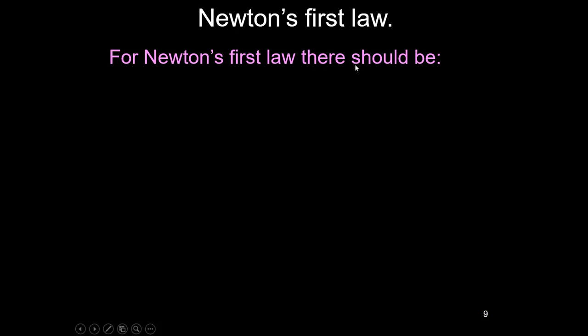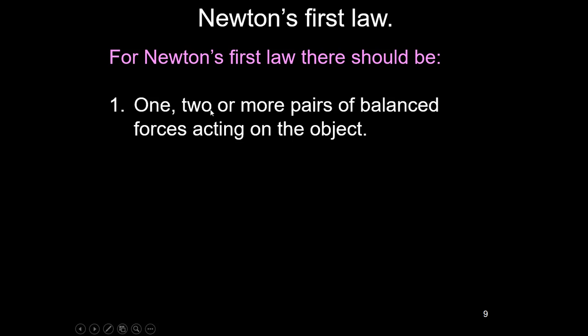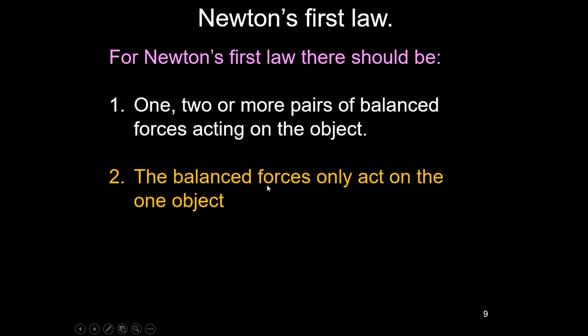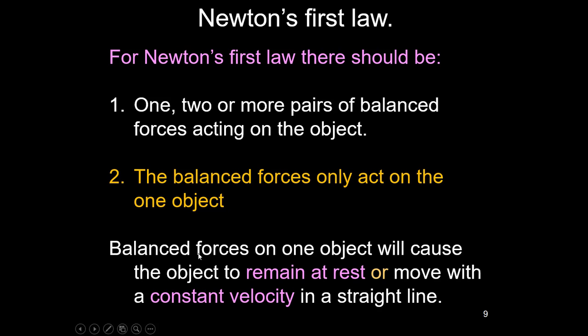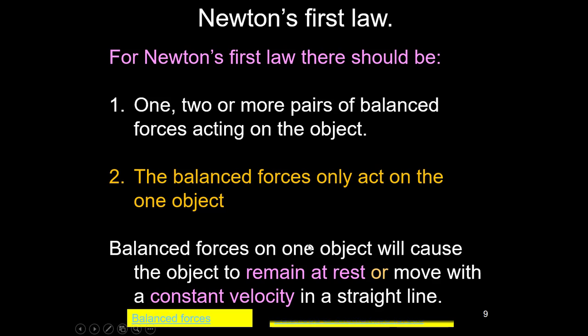Now, for Newton's first law, one, there should be one or two or more pairs of balanced forces acting on the object. Two, the balanced forces only act on one object. Balanced forces on one object will cause the object to remain at rest or move with a constant velocity in a straight line.